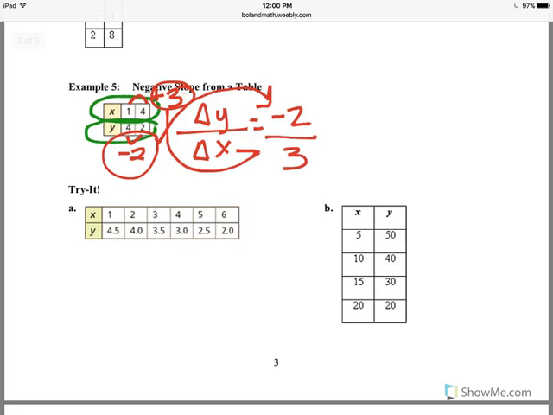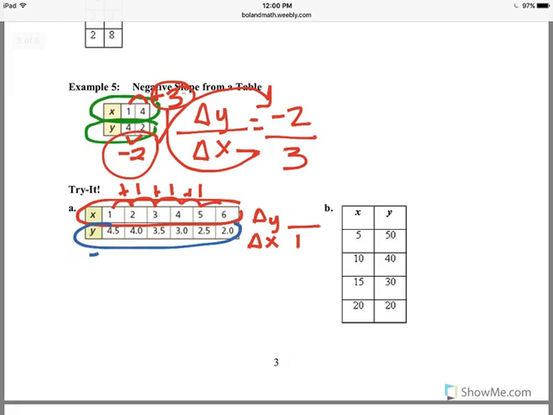Okay, so for A, you're looking at all of the x's and seeing if they increase or decrease each time. So for x, they're increasing by 1 throughout the whole table. So you're going to put 1 for the change in x. And then you're going to look at the y values, and they are decreasing, but they are decreasing by 0.5 each time. So we're going to put negative 0.5, which just means that our slope, if you divided negative 0.5 by 1, would just be negative 0.5, or negative 1/2.